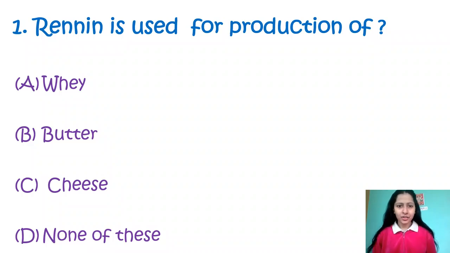Number 1. Renin is used for production of option A whey, B butter, C cheese, D none of these. So renin is used for the production of cheese. Actually, renin is the enzyme chymosin, a protein digesting enzyme which causes the milk protein to change into caseins. And this enzyme aids in the curdling of the milk. So my correct option will be cheese.